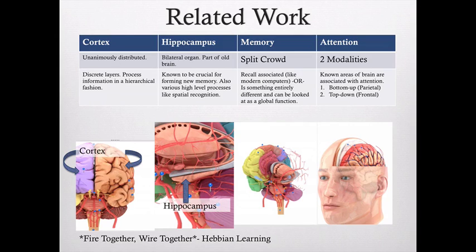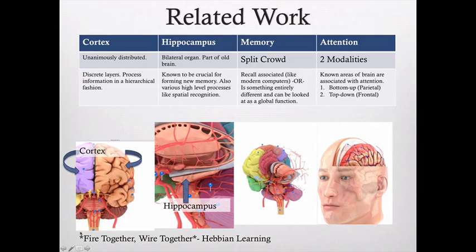So the related work that's in association with this has to do with basically four topics, which are the cortex, the hippocampus, memory as a topic, and sort of attention. And I'm sort of drawing on Jeff Hawkins's ideas of the cortex as this massive computational sheet that processes information in a hierarchical fashion. And I'm also looking at the hippocampus as sort of operating at the pinnacle, the very tippy top of that.